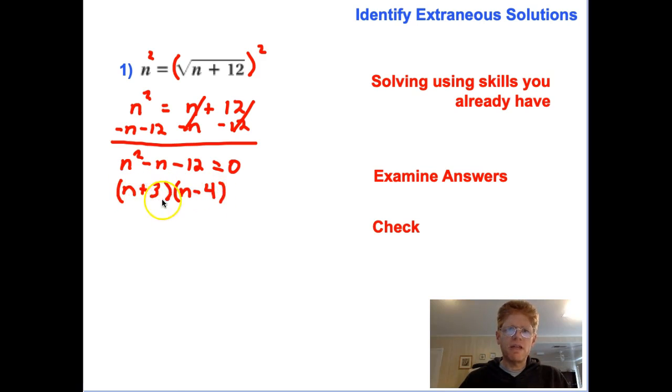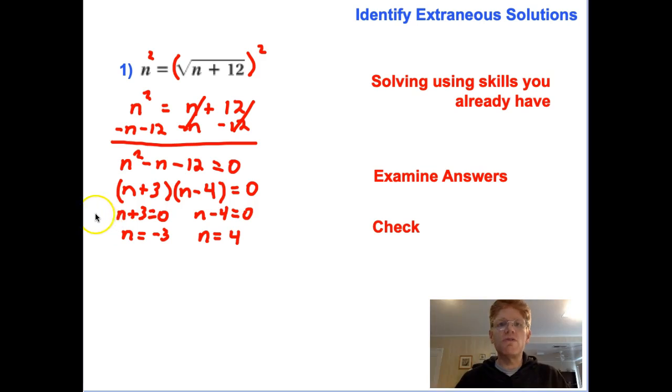So if we were to quickly check it, we get n squared outside, negative 4n inside, plus 3n. That gives me my negative 1n, and then negative 12. So we have our two factors, and let's go ahead and solve that out. We know that n plus 3 is equal to 0, and we know that n minus 4 is equal to 0. n then is going to be equal to negative 3, and n is going to be equal to positive 4.